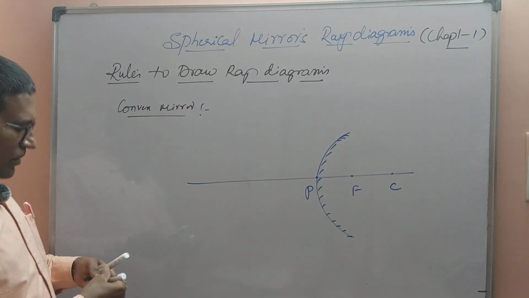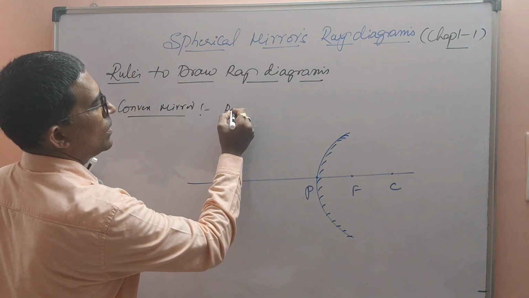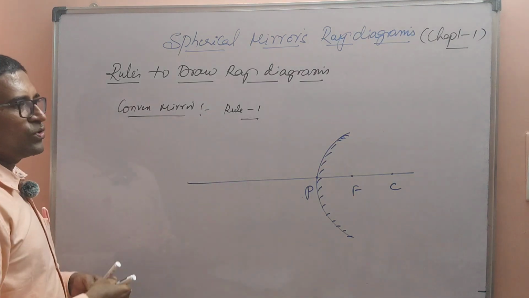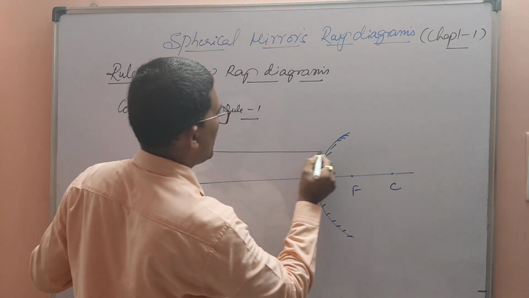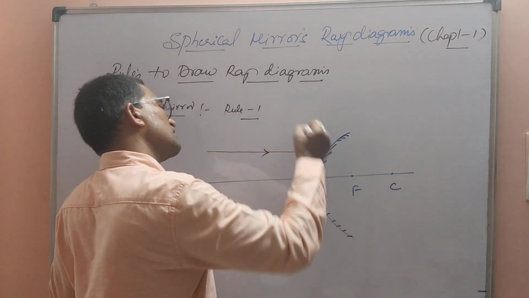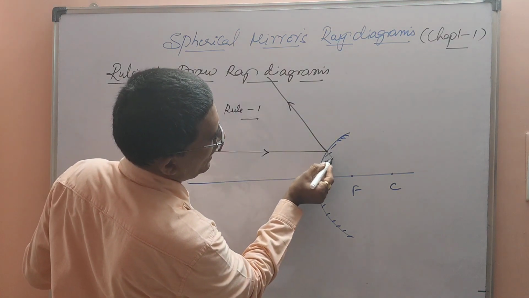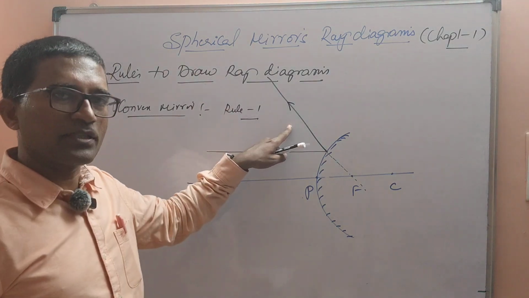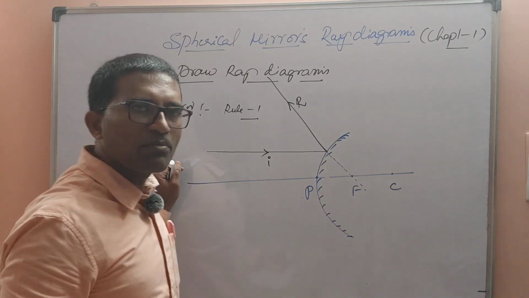So first rule, now in case of a convex mirror, I'll be talking about rule 1, that is for a ray which is parallel to the principal axis. If the incident ray is parallel to the principal axis, after reflection the ray diverges. If you extend this divergent ray back, it appears such that it is coming from where? It is coming from the focus. So this is the incident ray and it is the reflected ray.